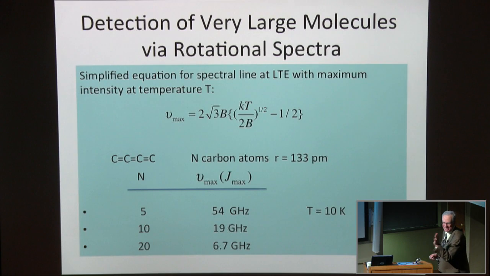So I'm really weighting it towards low frequencies. If you have 5 heavy atoms, like 4 carbons, say, and a nitrogen, this is the maximum. The peak is at 54 gigahertz. I've checked this for some of the cyanopolyynes. It sort of works. Anyway, by 20, you're down to 6.7 gigahertz. So that means you want to think in terms of lower frequencies.